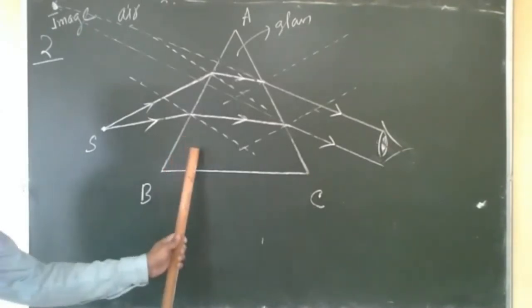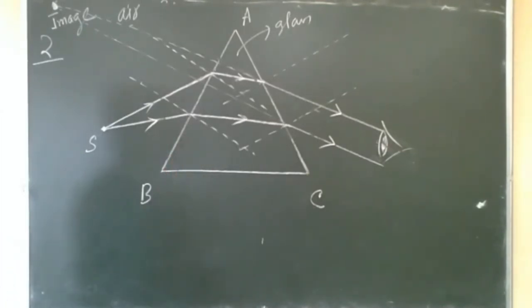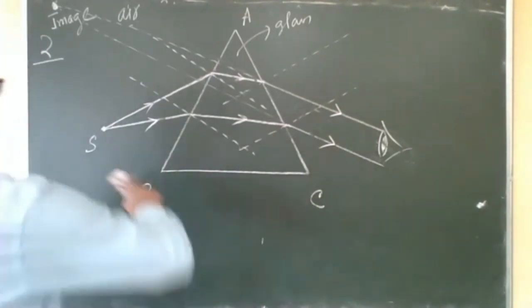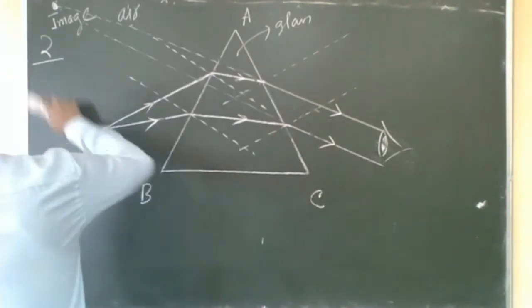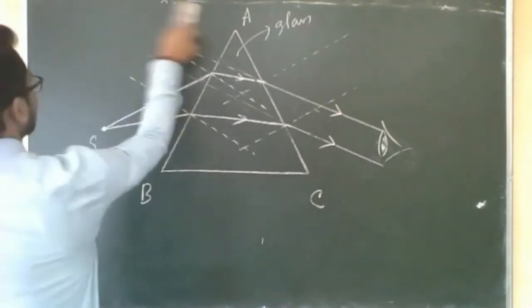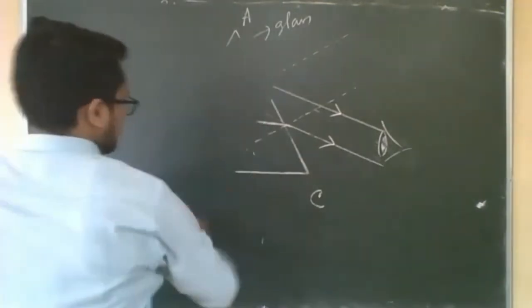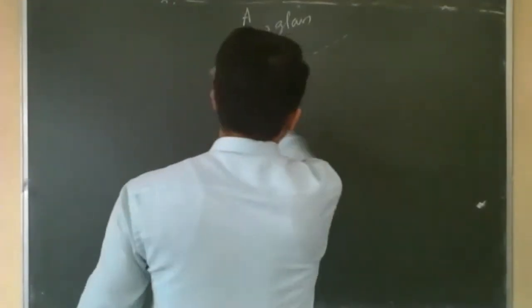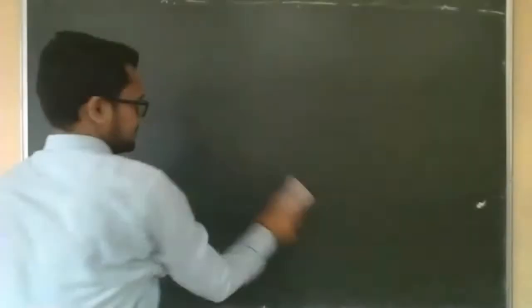Here, do not mix this with the mirror. In a mirror, it is different. In a mirror, a virtual image means the image will be formed inside the mirror. Object and mirror will lie on two opposite sides. Do not mix it with the mirror.